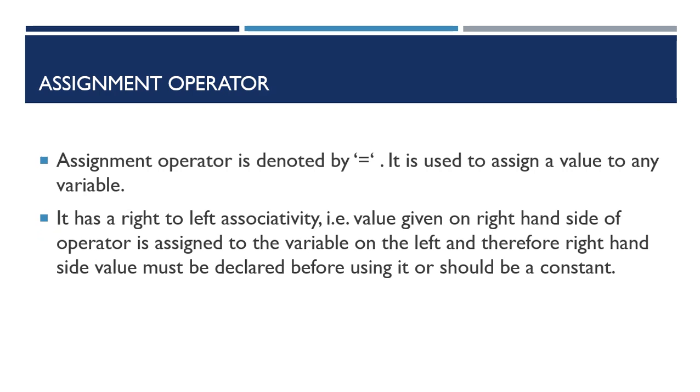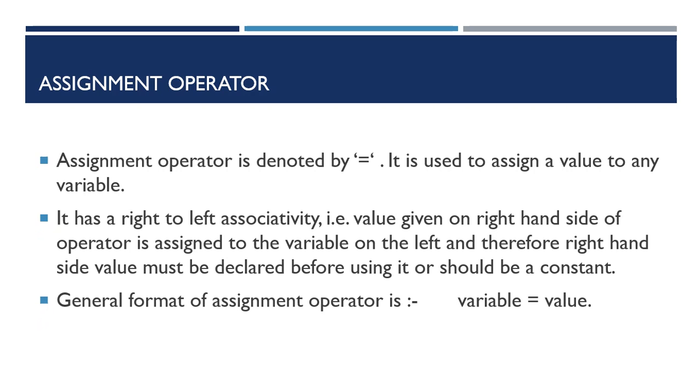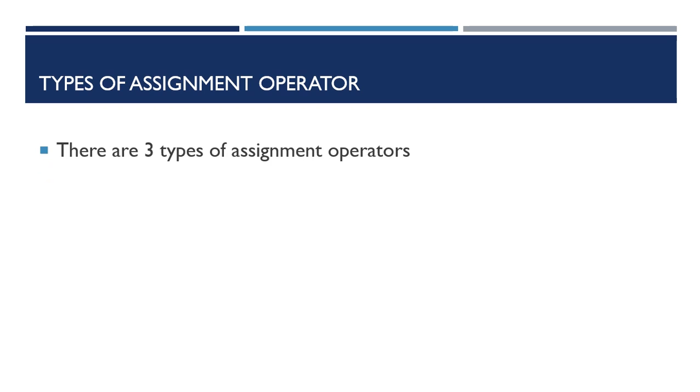So this is all about the operators. The general format of the assignment operator is given here. We use a variable and then the value that we want to assign to that variable, and in between we use the assignment operator. This is the general format of the assignment operator. Simple way. Now, types of assignment operator: we have three types of assignment operators in Java.